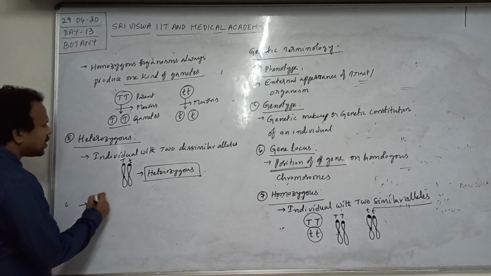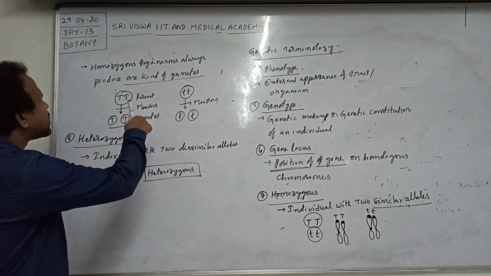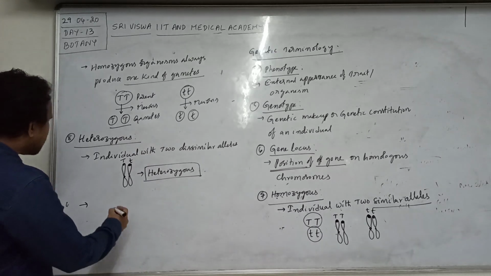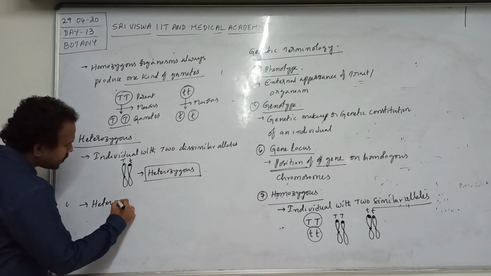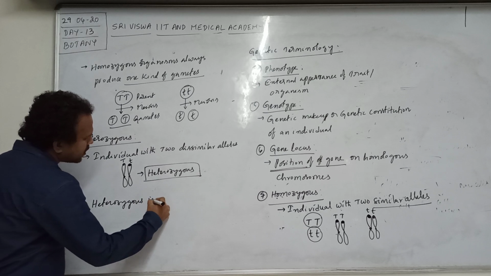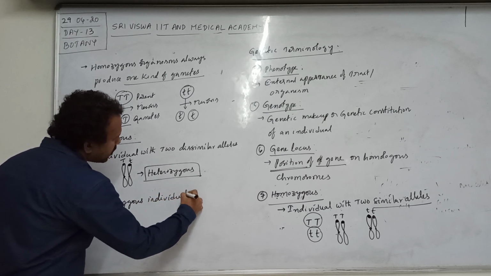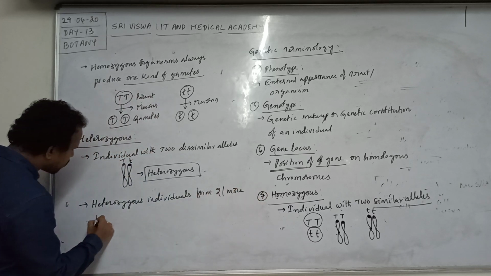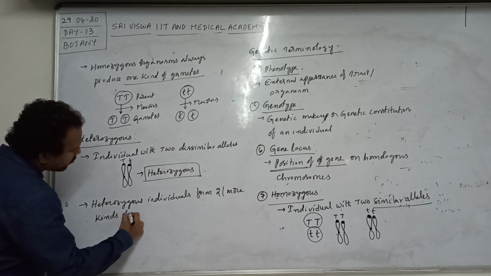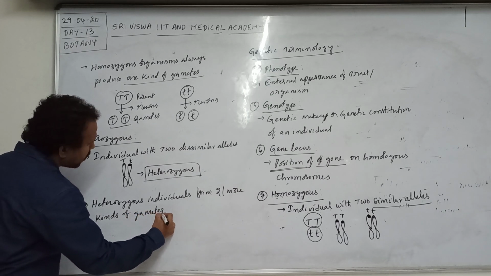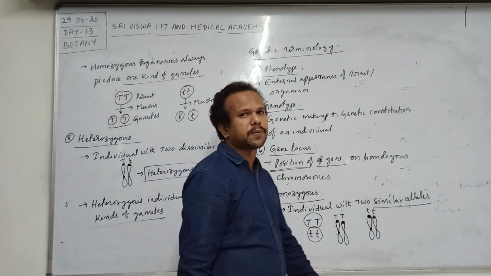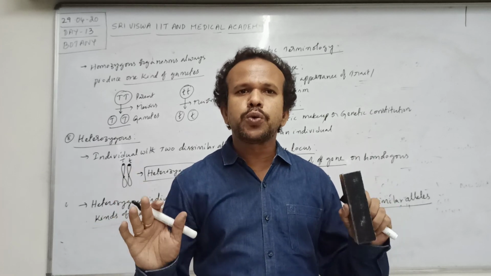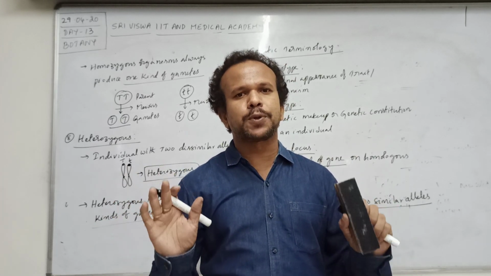In a heterozygous individual, how many types of gametes are formed? A homozygous individual produces only one kind of gamete, but heterozygous individuals form two or more kinds of gametes. Very important. Here this terminology is very important. This is the basis for genetics. This is a pure conceptual topic, a conceptual chapter.